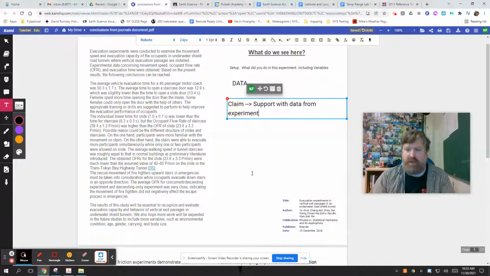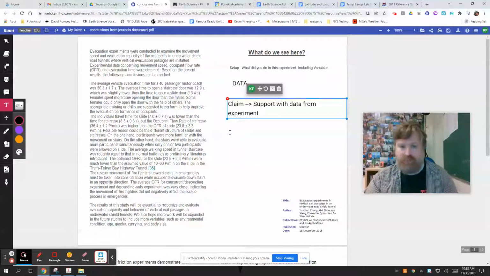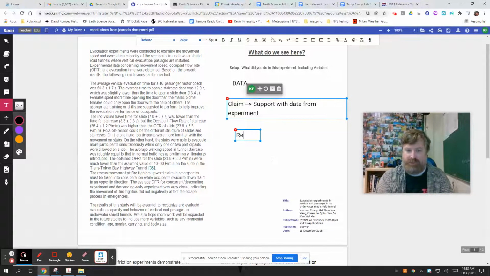If there's no numbers, you're not giving the whole story to us. We need those numbers to say, okay, this person said this is their claim, and they support it with that evidence from their own experiments. Okay? That really can roll into the results.